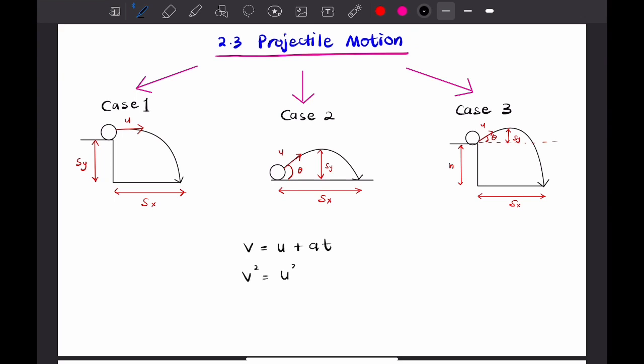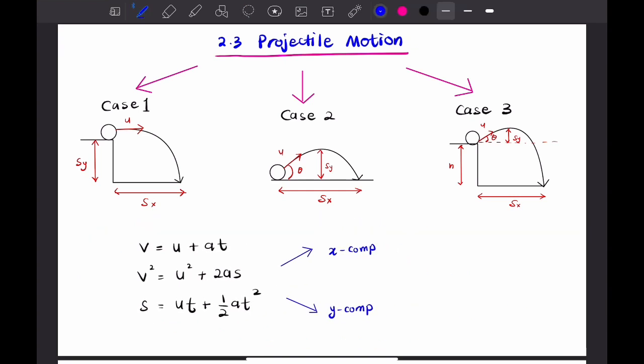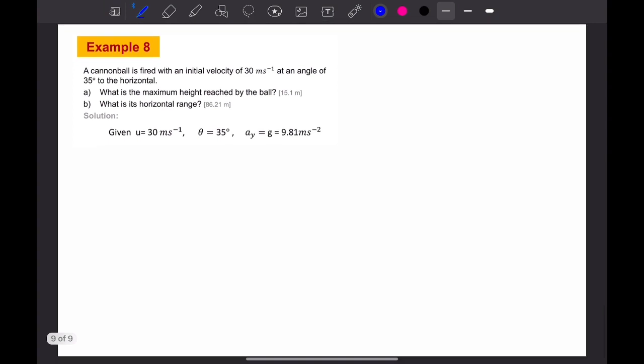And to solve projectile motion, we need to use the three equations that we have learned previously. So I write this again. Before this, we have learned to solve just one component, but for projectile motion, you need to use both x and y components to solve. There's a thing that you need to know: the acceleration due to gravity, or ay, is equal to negative 9.81 meters per second squared, and ax is 0 because gravity is only acting in the y component, and it is negative because it's always acting downward. Right, so let's do example 8.